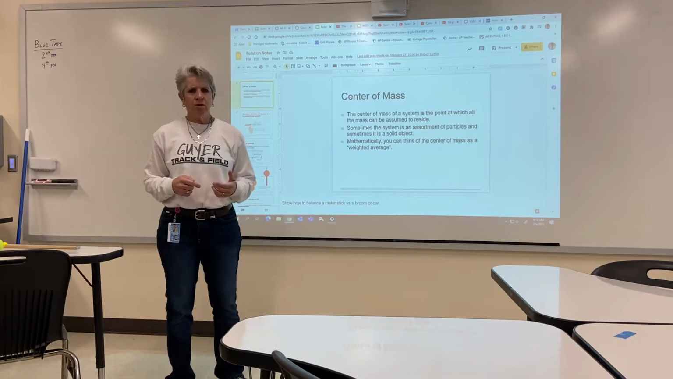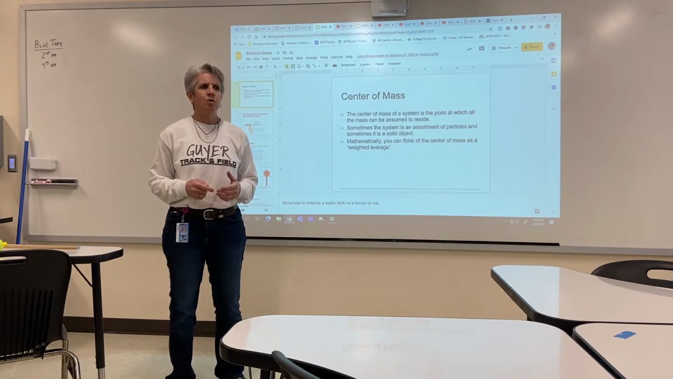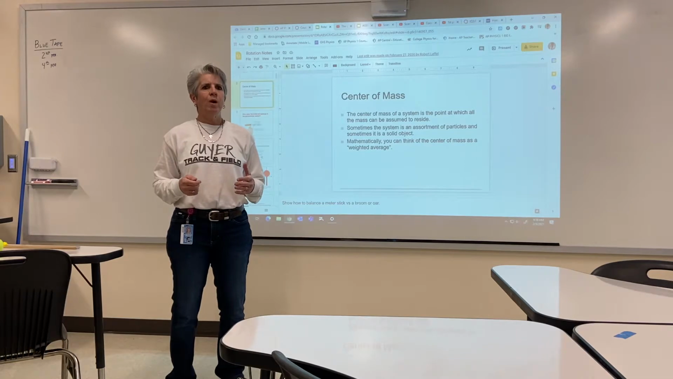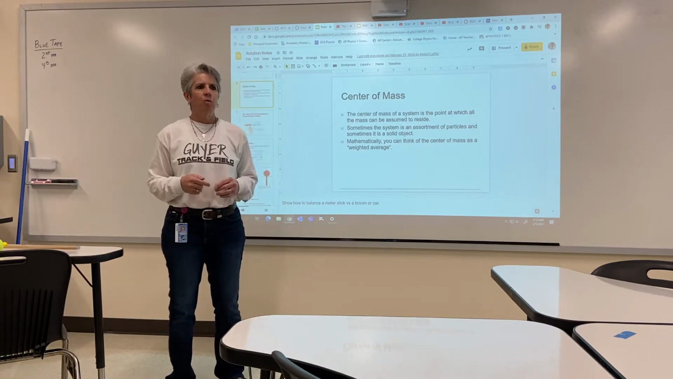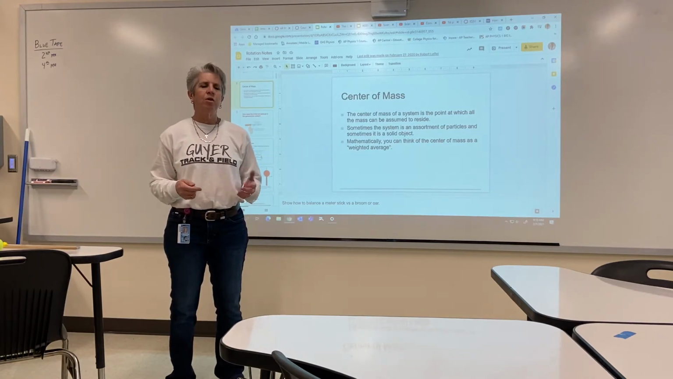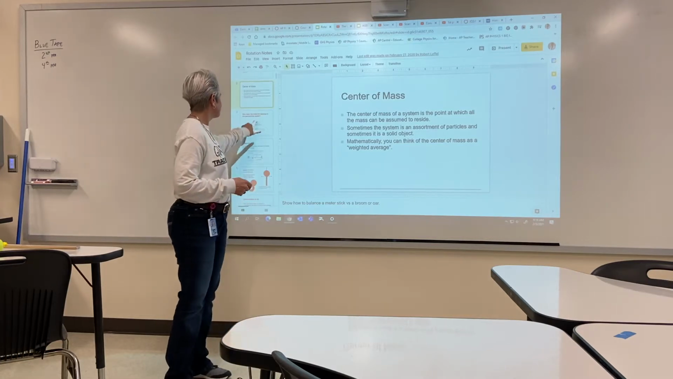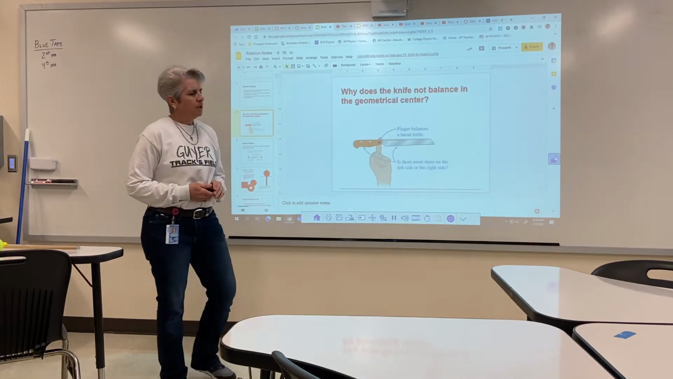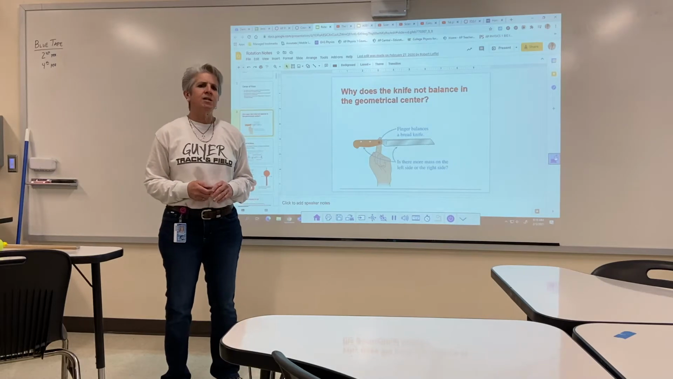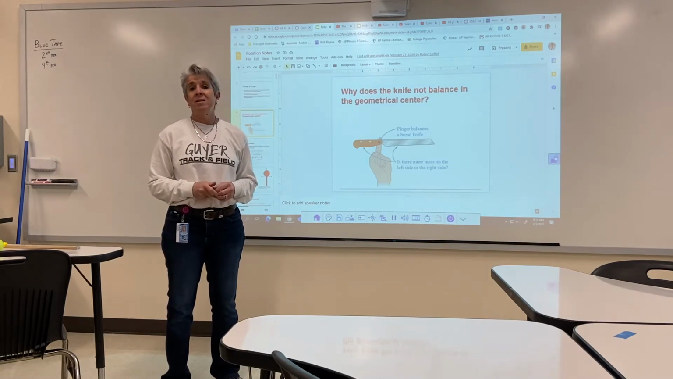But mathematically you can think of center of mass as sort of a weighted average. Where is all of the mass? Where on the object or near the object is all of the mass technically located? A lot of times we can think about finding that center of mass by simply trying to balance something.